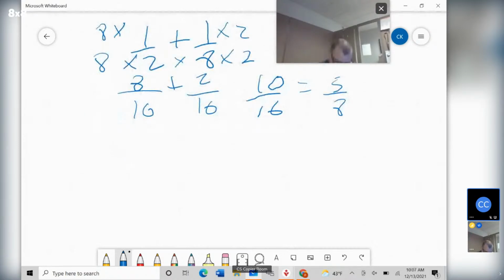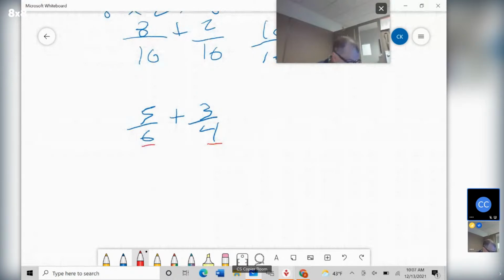So if I have 5/6 plus 3/4. Okay, so we see we have different denominators. We have a 6 and a 4, so we can't just add. We've got to find a number that both 6 and 4 go into. And it's going to be 12.